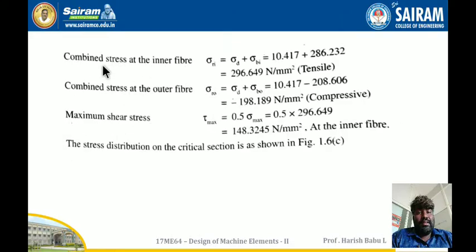So coming on to this, the combined stress at the inner fiber is sigma Ri equal to sigma D plus sigma Bi. Substituting the values, I'm going to get 296.649 Newton per mm square. That will be your tensile stress.